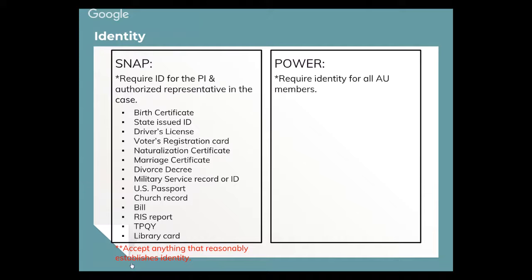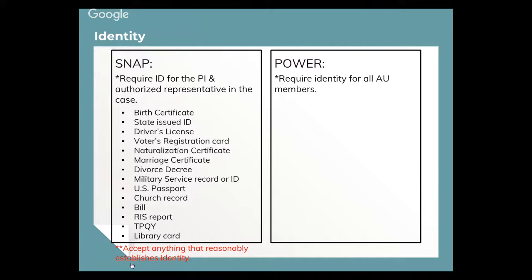Identification can be submitted to us and verified through a birth certificate, state-issued ID, driver's license, voter's registration card, naturalization certificate, marriage certificate, divorce decree, military service record or ID, U.S. passport, church record, a bill. It can be a utility bill. It can be a RIS report, a TPQY report. It can be a library card. It can be anything that reasonably establishes the identity of that individual.